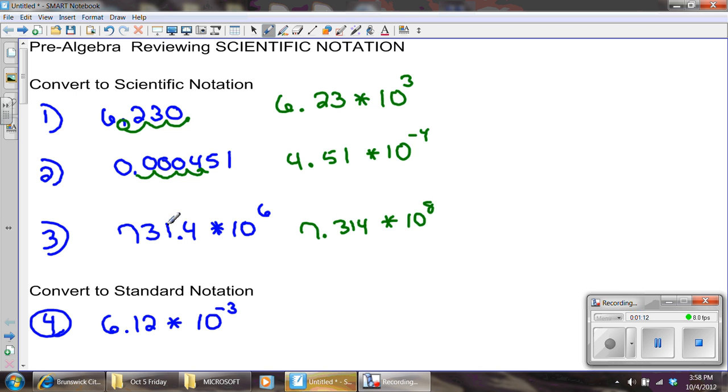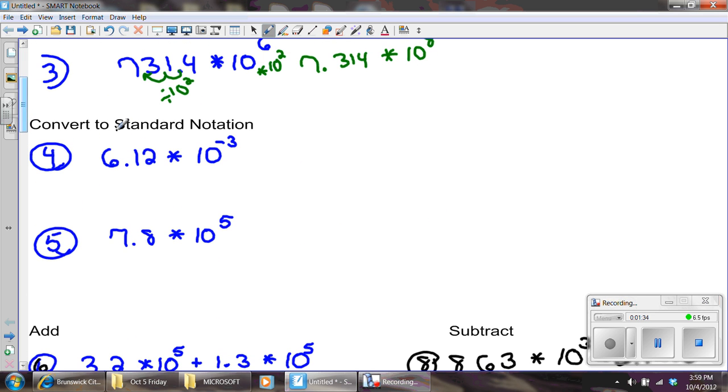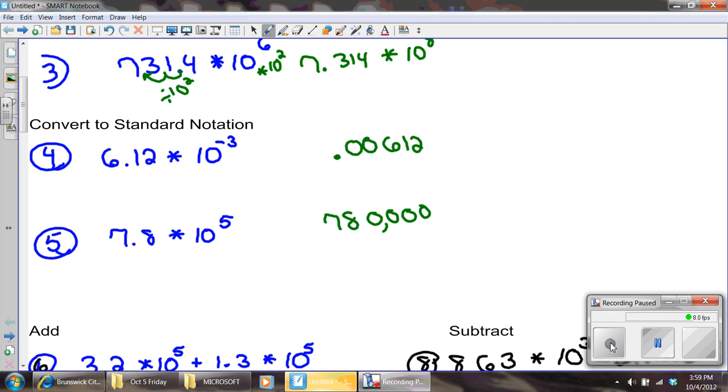Now on this one, some of you might be thinking, geez, the answer was already in scientific notation. Nope, the decimal point's in the wrong place. I divide by 100, or 10 squared, and thus I must multiply by 100, or 10 squared. So I get 7.314 and it becomes 10 to the 8th power. All right, let's go the other way. There's 2 examples. Go ahead and pause the video, and my answers will show up momentarily.